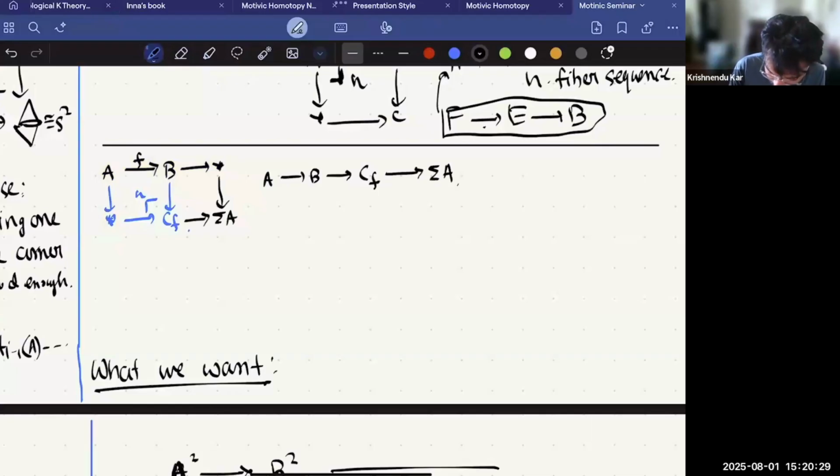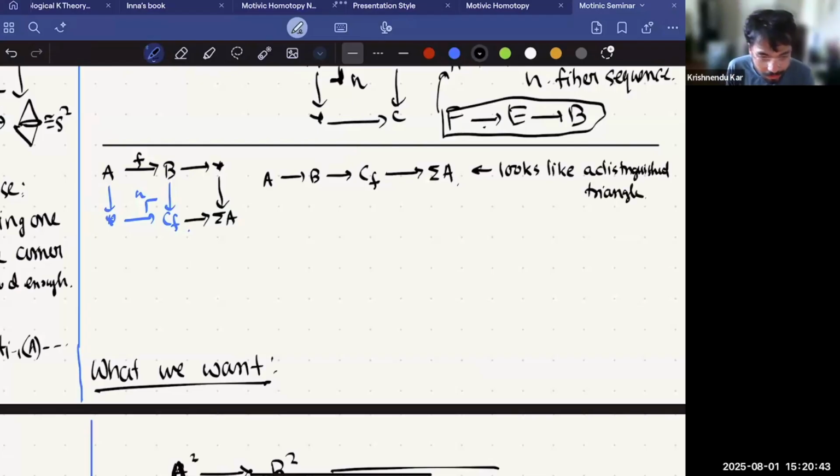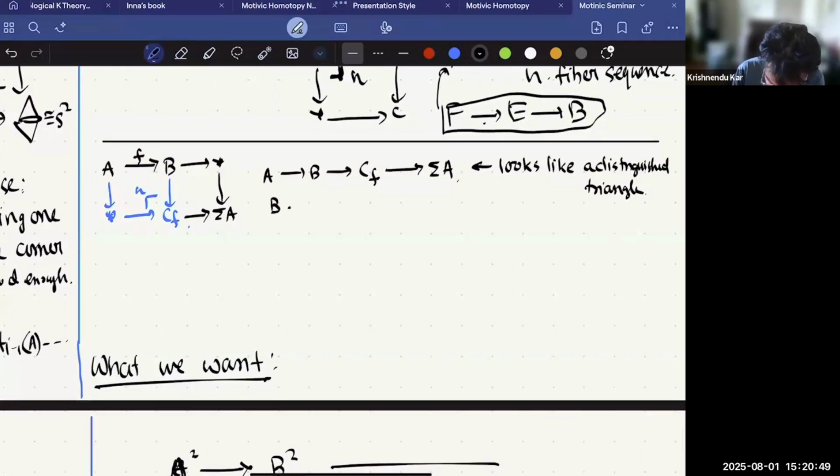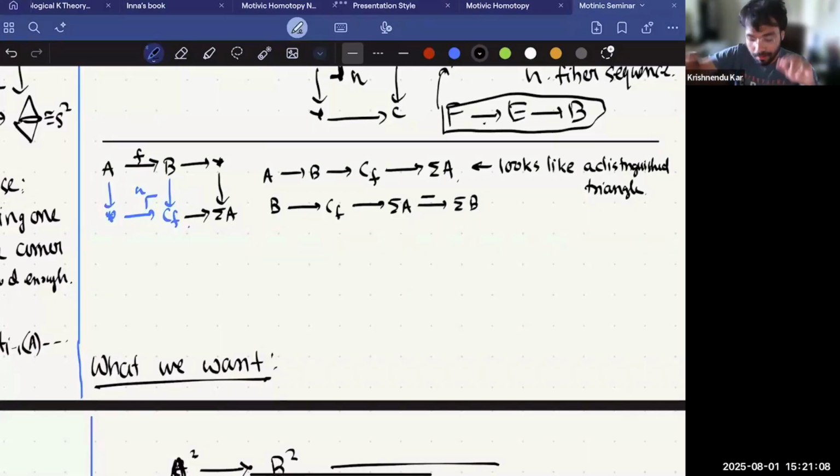Right? Now this looks like a distinguished triangle. Also, if you apply suspension one more time, you'll get something like this: BCF, suspension A to suspension B. There will be a minus sign here, and I'm not mentioning this, I don't want to write this. So if I start with a commutative diagram X Y A B, you can always push it.